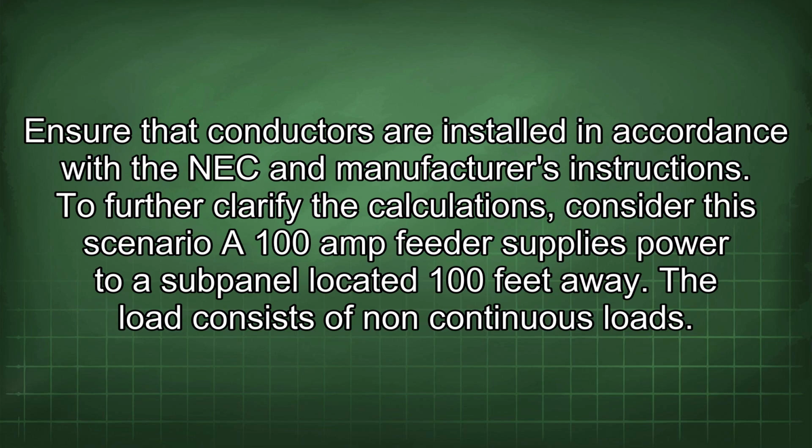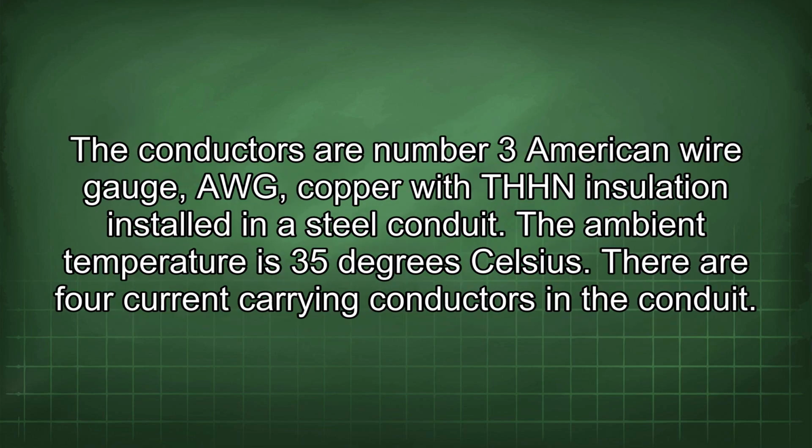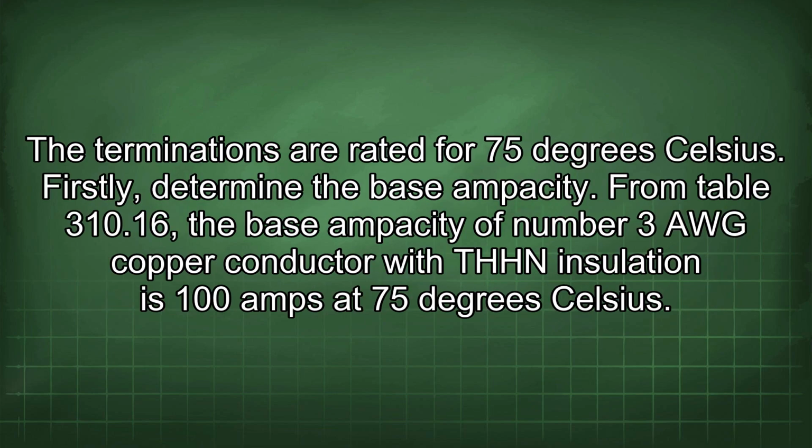To further clarify the calculations, consider the scenario: a 100 amp feeder supplies power to a subpanel located 100 feet away. The load consists of non-continuous loads. The conductors are number 3 American wire gauge, AWG, copper with THHN insulation installed in a steel conduit. The ambient temperature is 35 degrees Celsius. There are 4 current-carrying conductors in the conduit. The terminations are rated for 75 degrees Celsius.